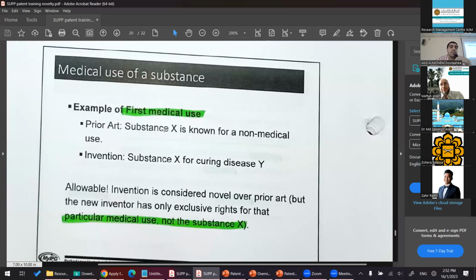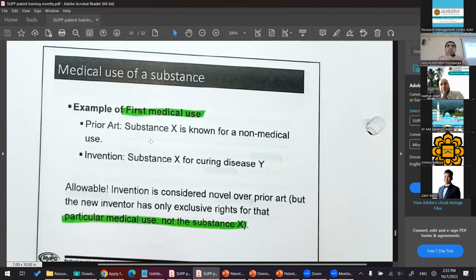So this is the example. If substance X is known for non-medical use, it's already available, but no one knows it has medical use, then someone invented it or found it has a cure for a disease. They can, for a medical use. This is just an example. It's allowed, but not for the substance itself, only for the use of the substance in this particular medical use. Another one, they can make a product for it for another use, but you are protected for anti-cancer, for example.